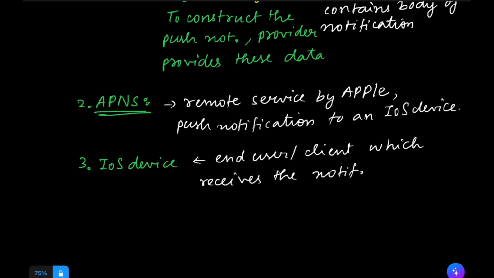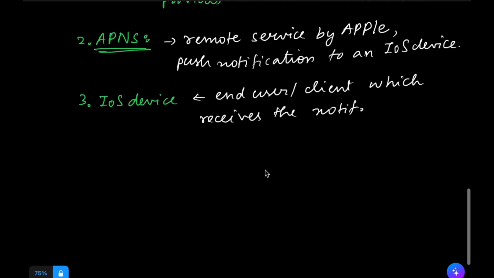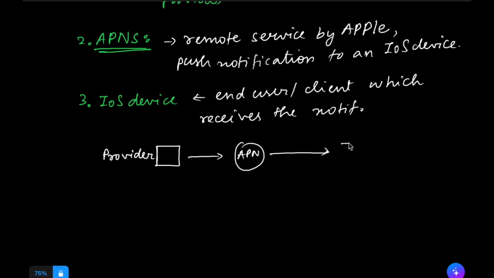If I just draw a flow diagram, we have a provider which builds and sends a notification to the APN. The APN in turn forwards this notification to an iOS device. The provider has basically two sections. One is the device token, a unique ID associated with a push notification, and along with that it has a payload, which is a JSON dictionary that contains the notification.